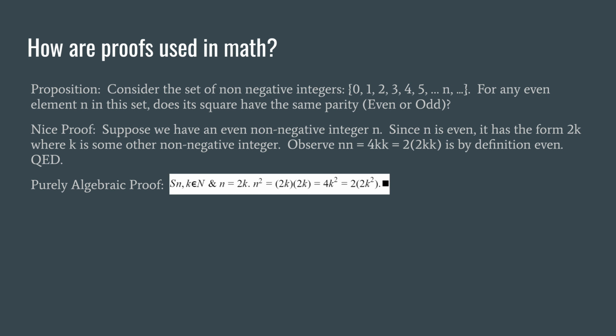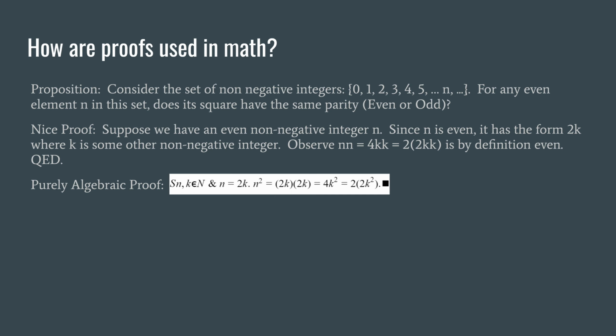Let's look at an example of a proof. Consider the set of non-negative integers. For any even element n in this set, does its square have the same parity? Suppose we have an even non-negative integer. Since n is even, it has the form 2k, where k is some other non-negative integer. Observe n squared is 4k squared, which equals 2 times 2k squared, which is by definition even.